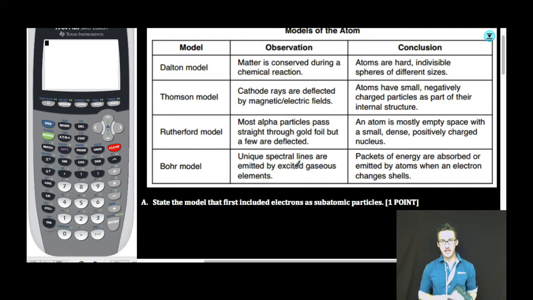Pretty straightforward, especially since you have all of this information provided to you in this data table. All we have to do is state the model, so my answer here for 1 point is the Thomson model. It was Thomson's model of the atom that he developed after working with cathode rays that we first discovered you could get smaller than the atom itself.